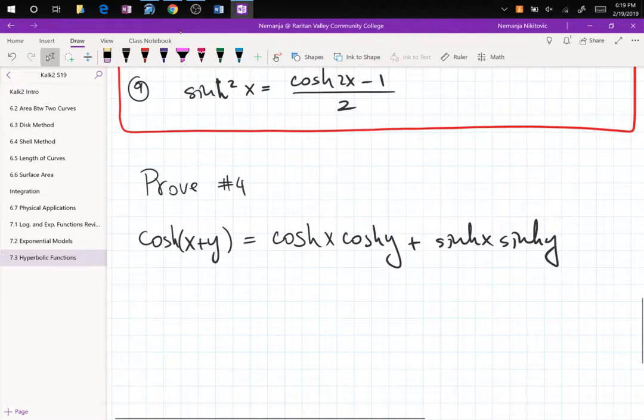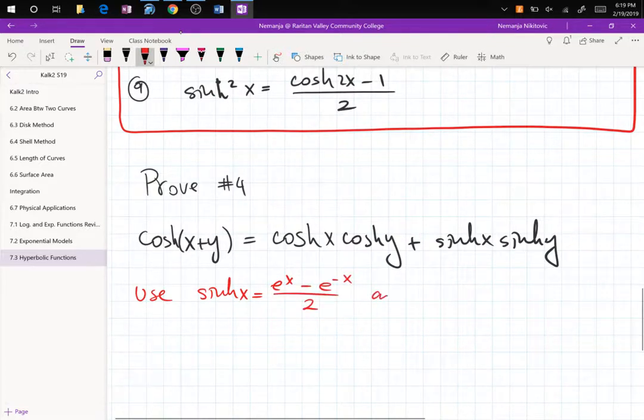So what am I going to do now? Well, I have to use my sine and cosine definitions. So use sine hyperbolic x is e to the x minus e to the negative x over 2, and cosine hyperbolic x is e to the x plus e to the negative x over 2. Plug in.